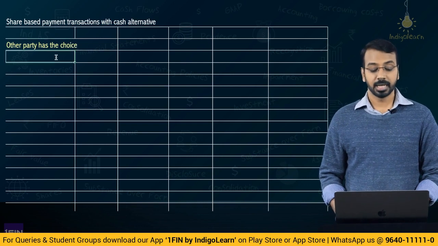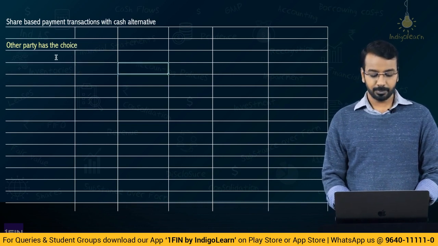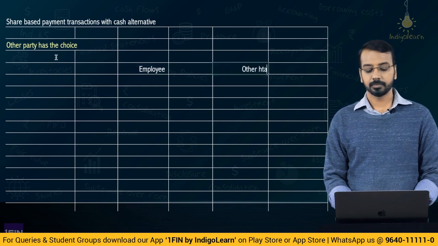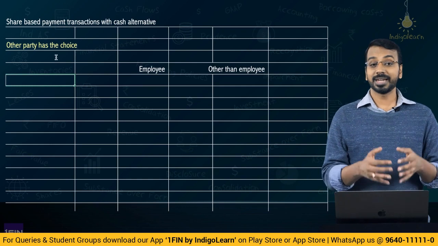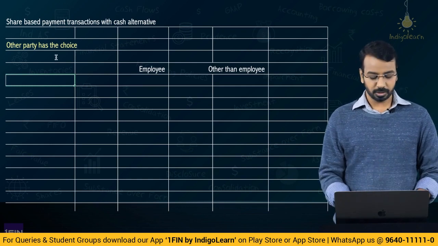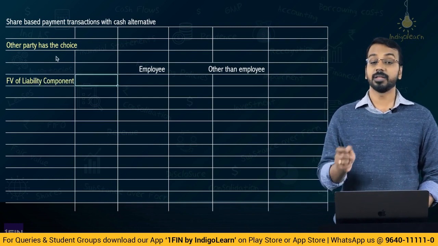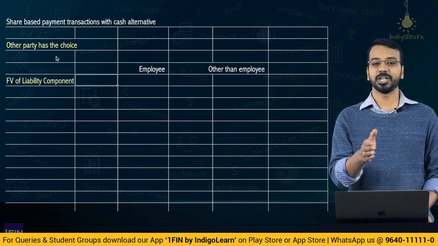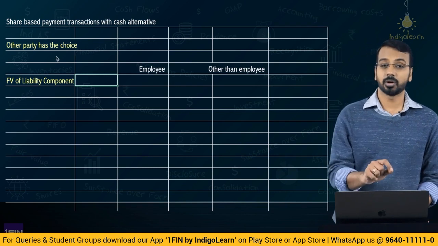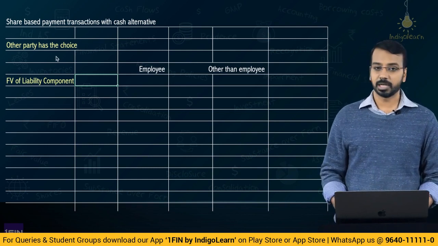Other party has the choice. Now that other party can be an employee or other than employee. Now in these kind of scenarios where the other party has a choice, you have to first determine the fair value of liability component. For example, a share appreciation right or a cash alternative, whatever is the fair value, you have to determine that.